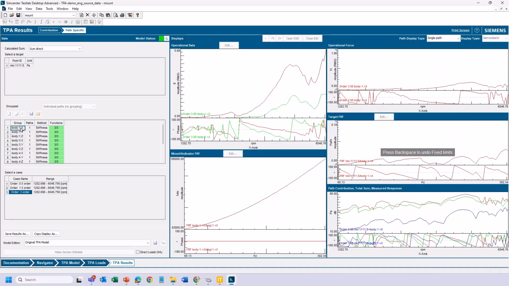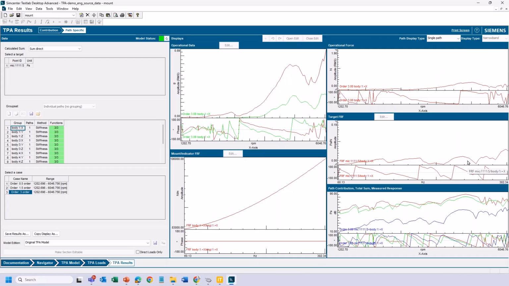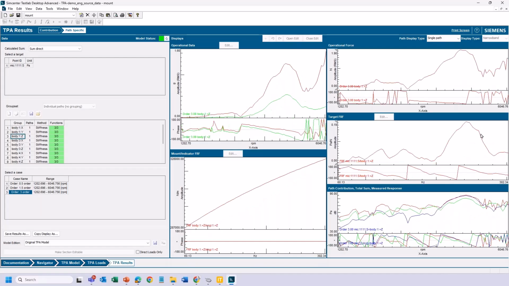If I go back to body 1X, what would you say one of the big differences is between body 1X and body 1Z, and why body 1? Contribution. Yeah, it's a lot higher, right? So in this case, 1X is not contributing very much, but body 1Z is.